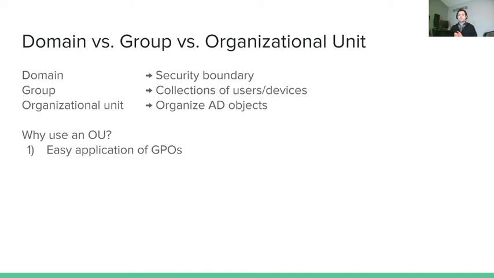We like OUs because we can very easily apply group policy objects. We can very easily assign a new GPO and then put it right in, basically. We can also delegate tasks, and I'll show you this in a moment. For instance, I create an OU and I want to delegate user management to somebody else.